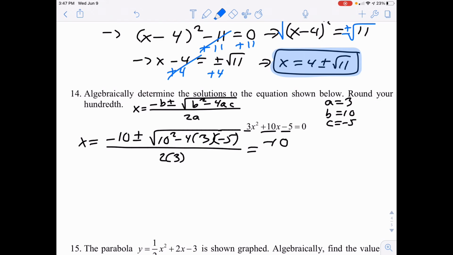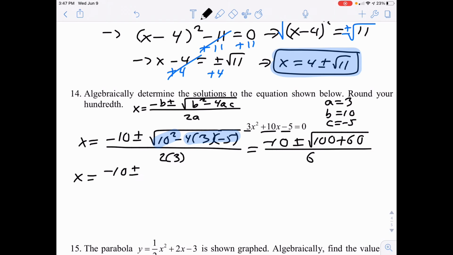Let's clean this up a bit. Negative 10 plus or minus the square root of what? Well, 10 squared is 100. Minus a minus leaves a positive. 4 times 3 is 12, times 5 is 60. So 100 plus 60 over 2 times 3 is 6. So we have negative 10 plus or minus the square root of 160 over 6.